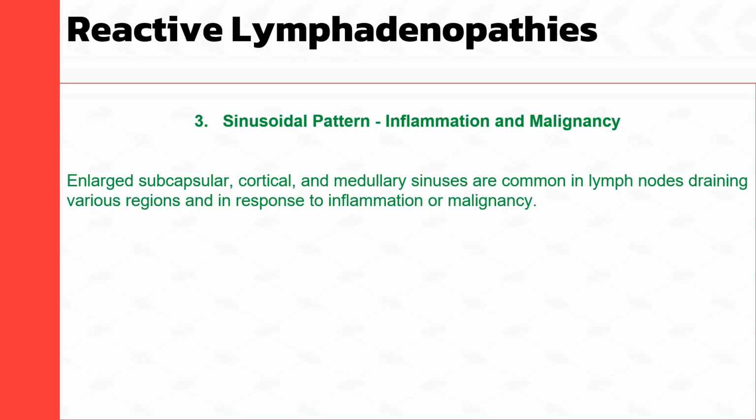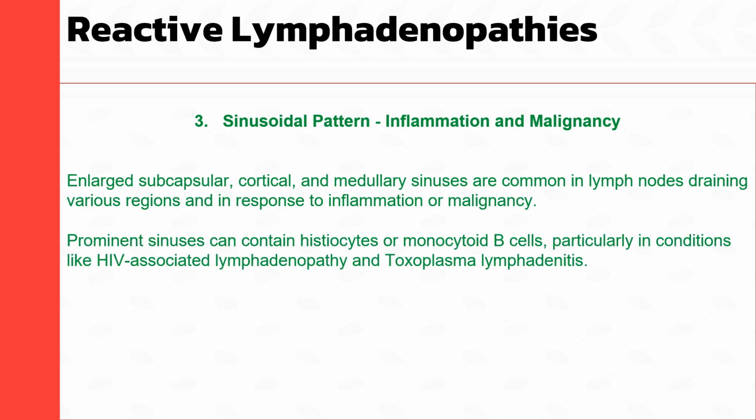Enlarged subcapsular, cortical, and medullary sinuses are common in lymph nodes draining various regions and in response to inflammation or malignancy. Prominent sinuses can contain histiocytes or monocytoid B cells, particularly in conditions like HIV-associated lymphadenopathy and toxoplasma lymphadenitis. They play a vital role in evaluating certain malignancies.